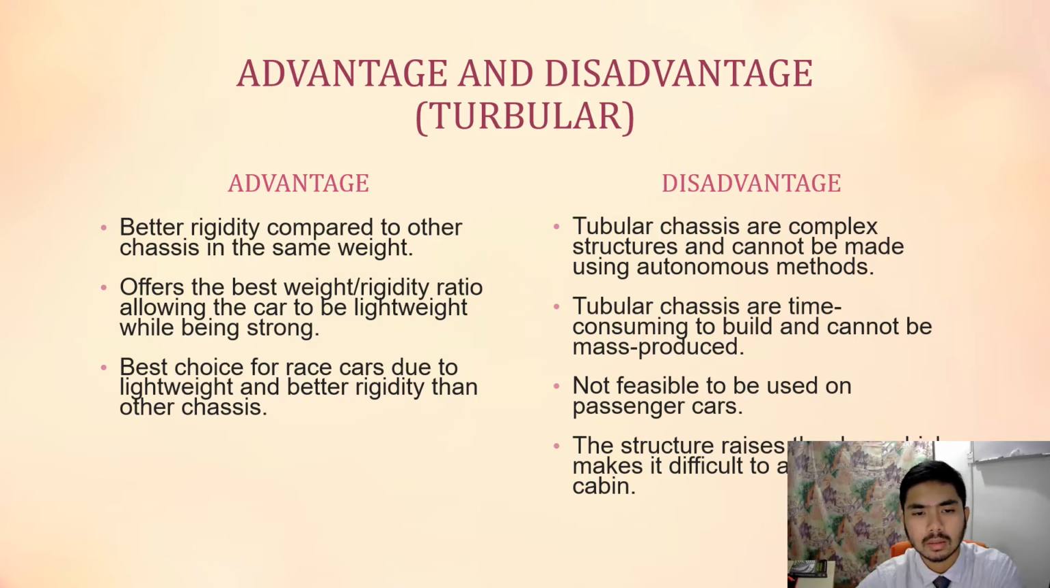So these are the advantages and disadvantages for tubular. Tubular has better rigidity compared to a monocoque chassis of the same weight. It offers a good weight and rigidity ratio, allowing the car to be lightweight while being strong. And lastly, it is the best choice for race cars due to the light weight and better rigidity. The disadvantage is that tubular chassis are quite complex because of the geometry, and usually they cannot be mass produced.